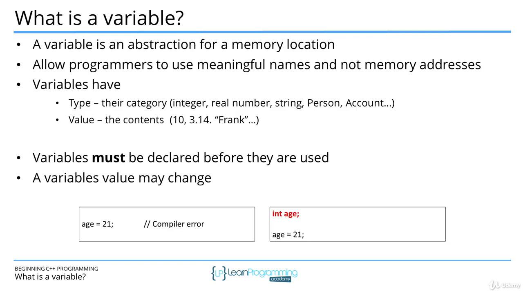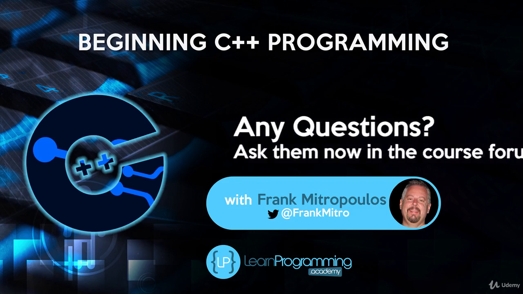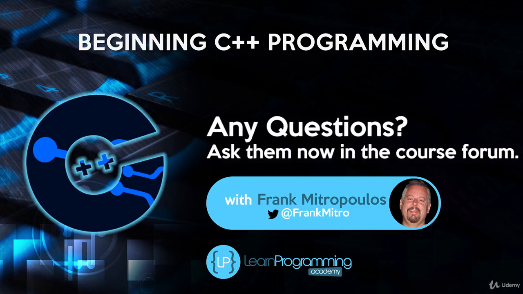This is called static typing because the compiler is enforcing these rules when the program is compiled rather than when the program is executing. So remember, variables must be declared before you use them in C++. Their value or contents may change as the program executes. In the next video, we'll learn how to declare and initialize variables so they're ready to use in our programs. Let's go there next.